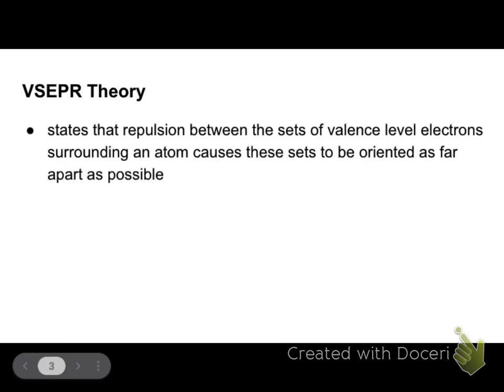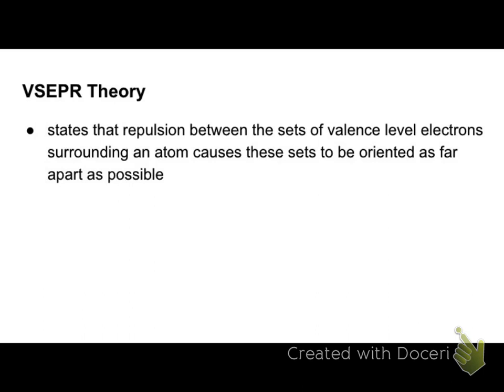We're going to start with VSEPR theory. The fundamental part about VSEPR that you should understand is that the theory is that the repulsion between sets of valence electron level electrons around an atom causes those sets to be oriented as far apart as possible. So basically they're saying bonded atoms and lone pairs around a central atom are going to try and get as far apart from each other as they can while still being bonded to that atom.